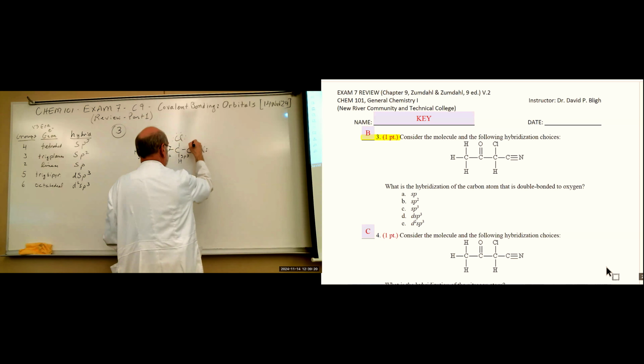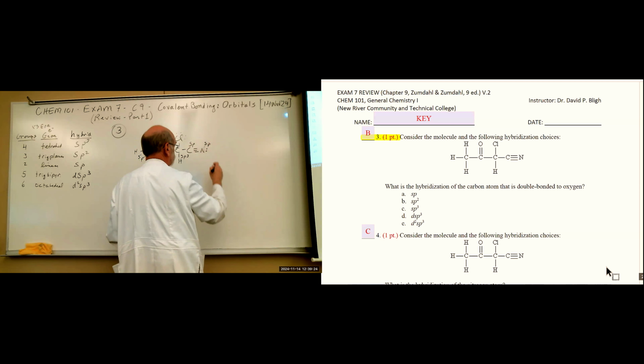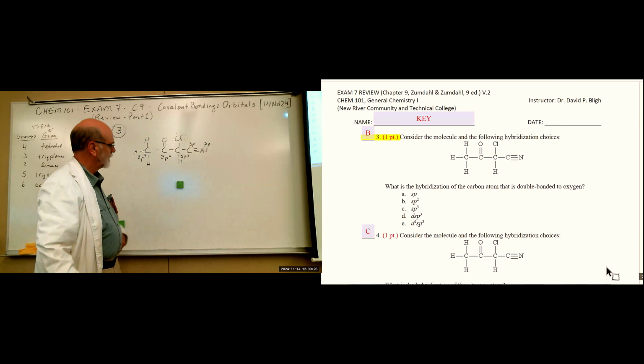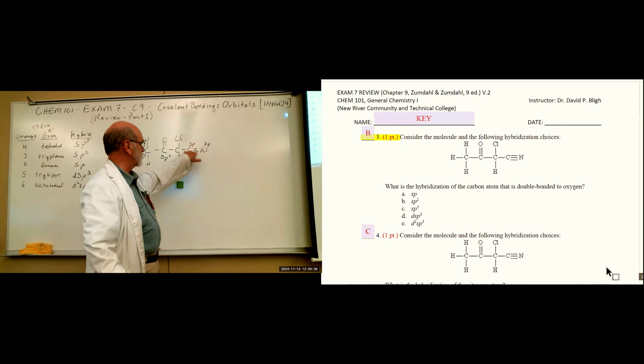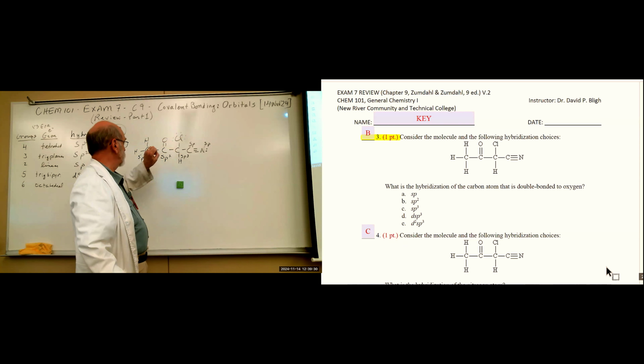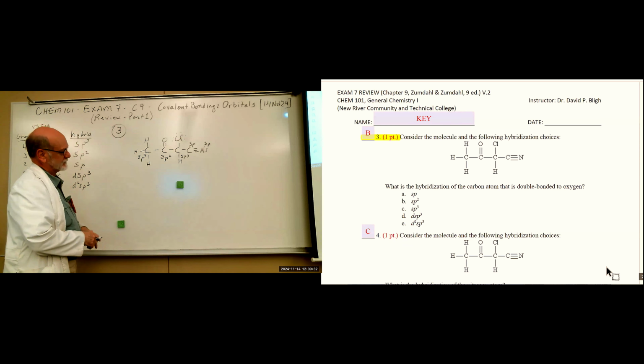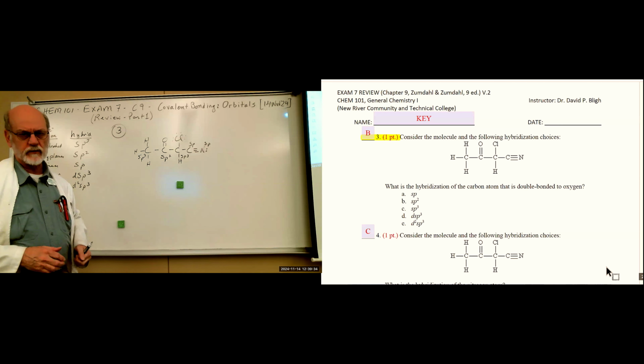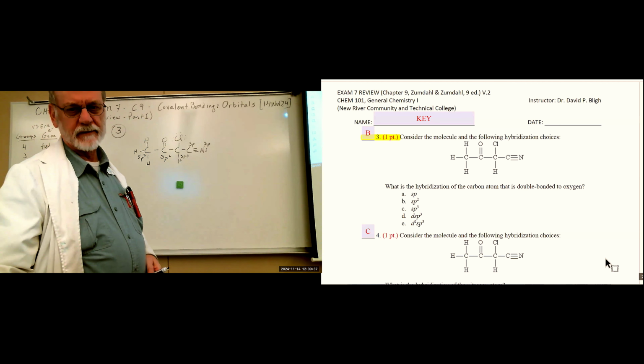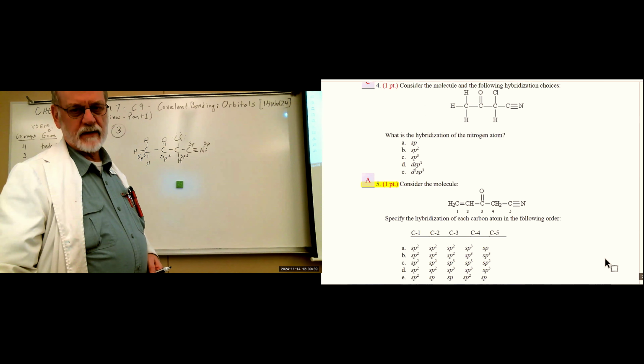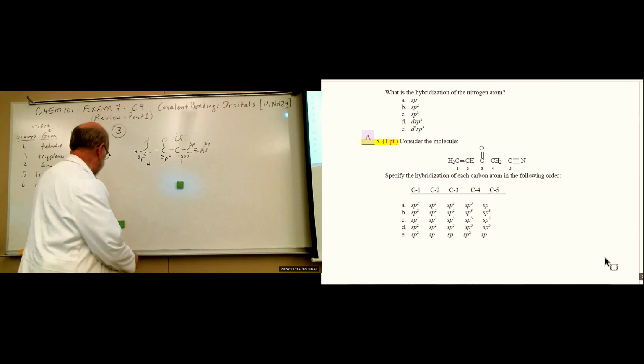This carbon is sp, and this nitrogen is also sp, because it only has 2 groups around it. This one has 2. This one has 4, 3, 4. So you could do any one of those. Okay. How about number 5?